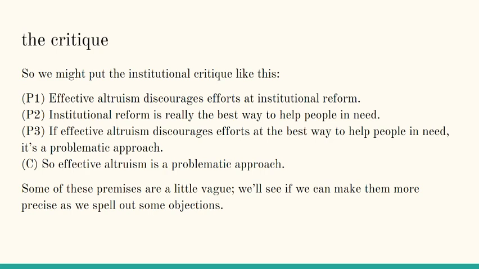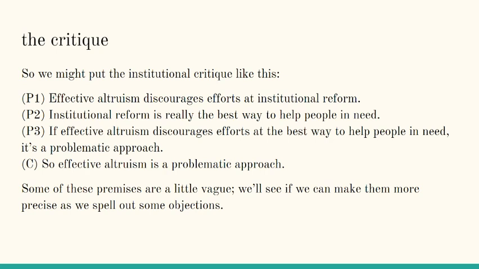So, in light of those points, we might put the institutional critique something like this. Premise 1, effective altruism discourages efforts at institutional reform. Premise 2, institutional reform is really the best way to help people in need. But premise 3, if effective altruism discourages efforts at the best way to help people in need, then it's problematic.